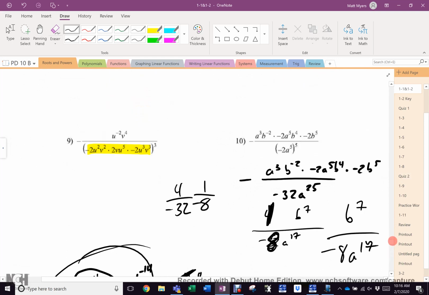So negative 2 times negative 2 is positive 4. Oh, yeah. That negative should have stayed up there and then canceled. I don't know where I went wrong there. Negative. Oh, duh, because negative 2 times negative 2 is positive 4, and then there's a negative there. It should have been negative 4 over negative 32. Sorry. Are we good? Okay.